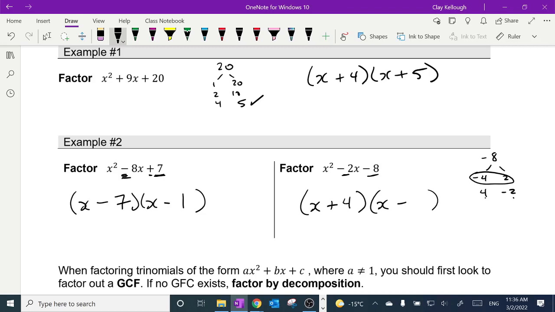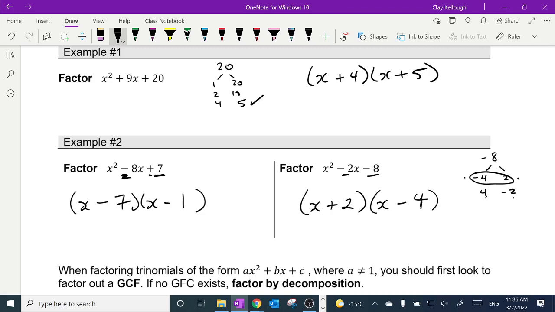So 4, oh, wait a minute, other way around. Yeah, that's what I said. The 4 has to be the, sorry, let me say that again. The 4 has to be the negative, the 2 has to be the positive. So the 4 goes here. Oops, now my pen's dying. 2 goes there. There we go. So there we go. That's your basic kind of factoring.